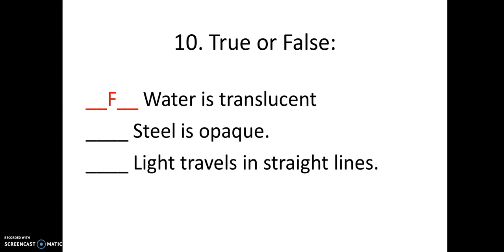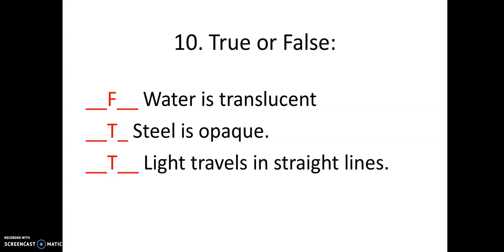Let's look at the second one. Steel is opaque. Opaque means light is reflected or absorbed by it. So yes, true. You cannot see through steel. And then finally, light travels in straight lines. True or false? True, it does. And we can see this with reflection and refraction. It's different from sound that way.